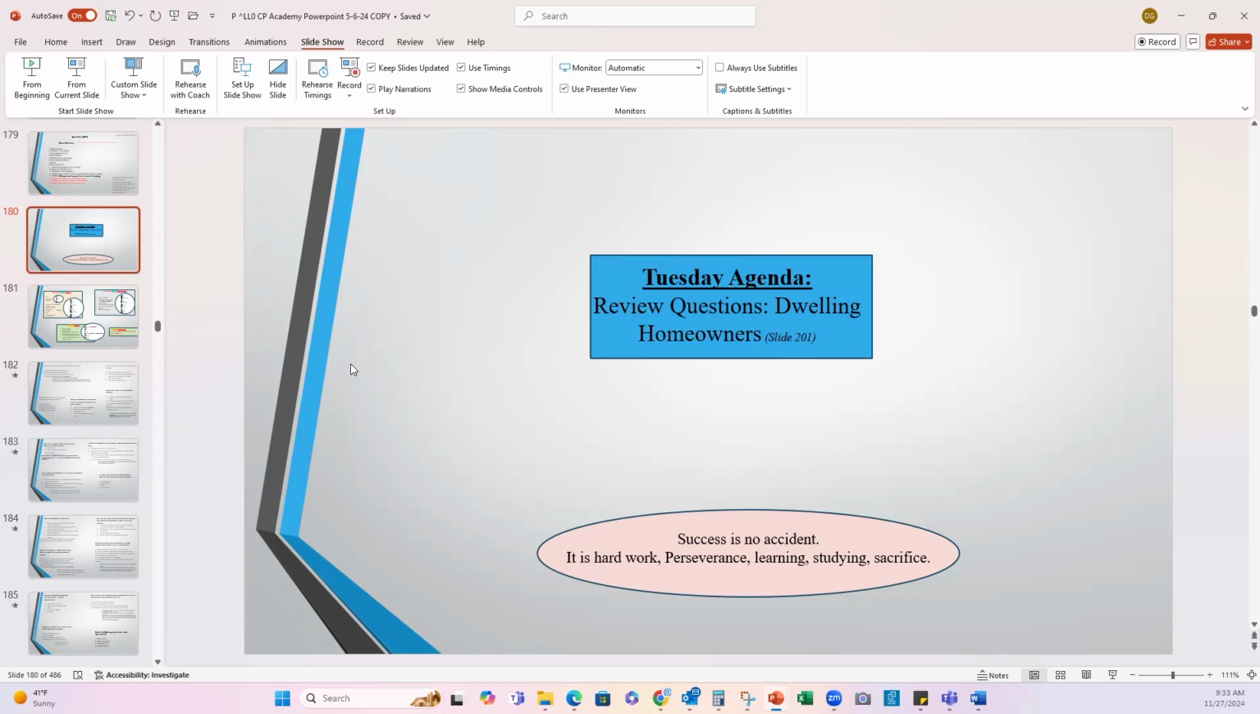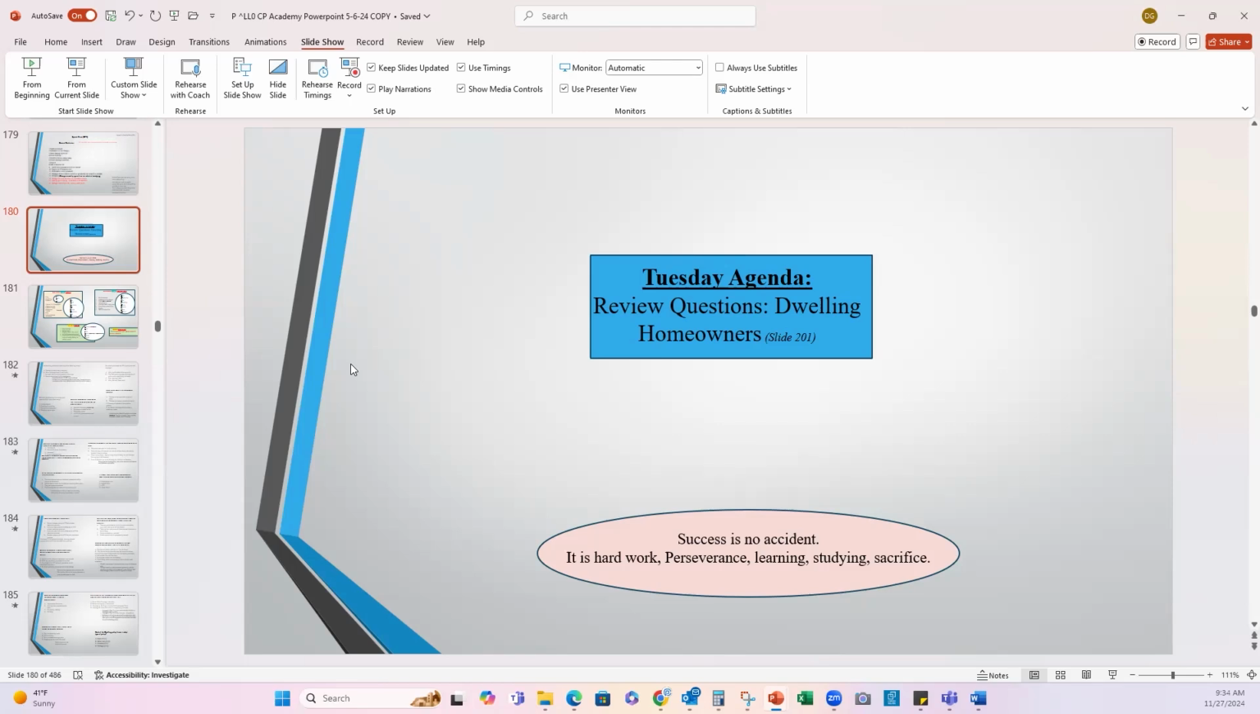What are the three policies that are on a replacement cost basis? 2, 3, and 5. 2, 3, and 5 are all on a replacement cost basis. What about 4 and 6? What are they? Stated value. Yep, stated value on the personal property. Good. And same thing applies for dwelling, right?